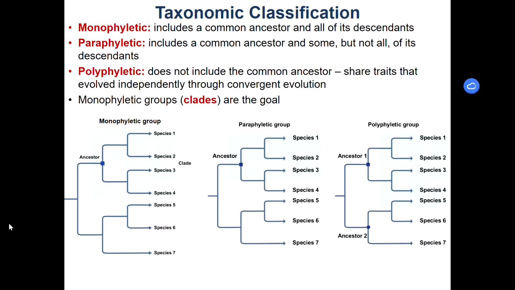What we are typically going for when we're thinking about relationships of organisms are monophyletic groups. We want to have what is called a clade. A clade is just a monophyletic group. The reason we want that is because when we're talking about a group of organisms, we want to be talking about organisms that all come from the same common ancestor.